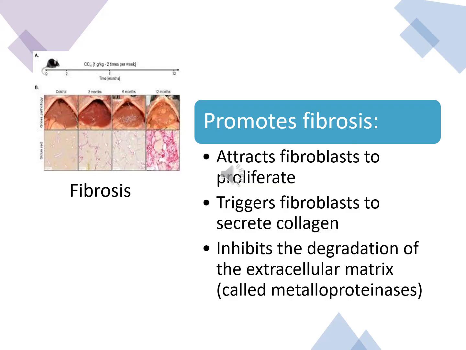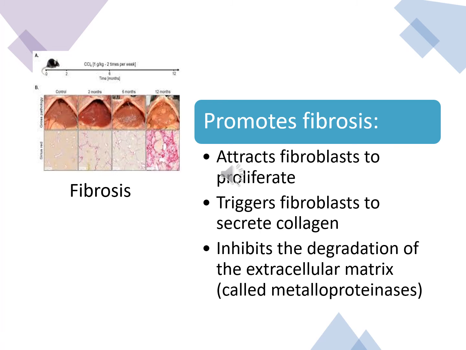That fibrosis, I've got an example here. We're looking at a mouse there and looking at the fibrosis that can occur in those images. You can see the control. Then you've got 2 months, 6 months, and then 12 months. You can see those little white circly things that are in there, or beige coloured ones. They're fibroids, so fibrosis. So it attracts fibroblasts to start proliferating.